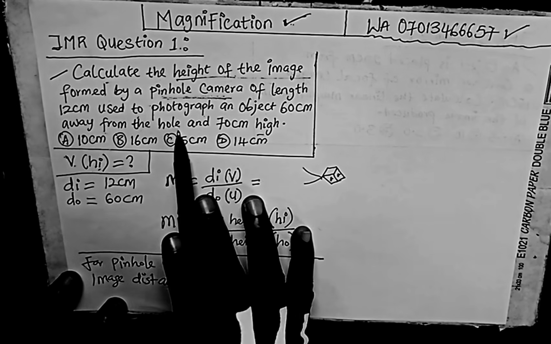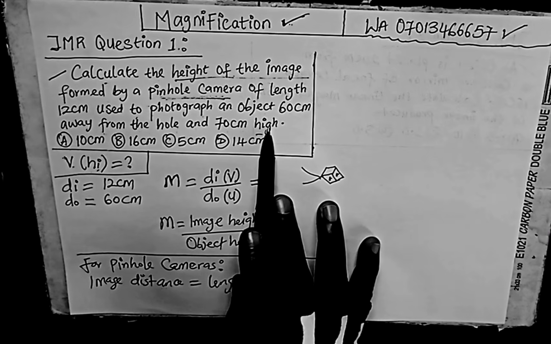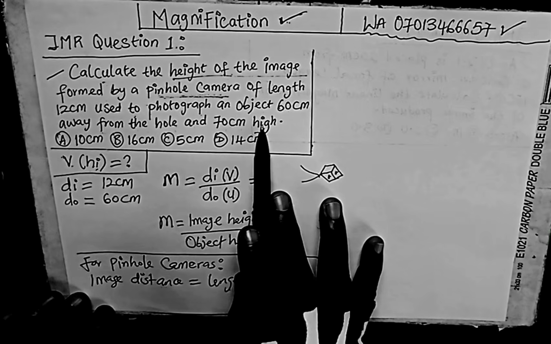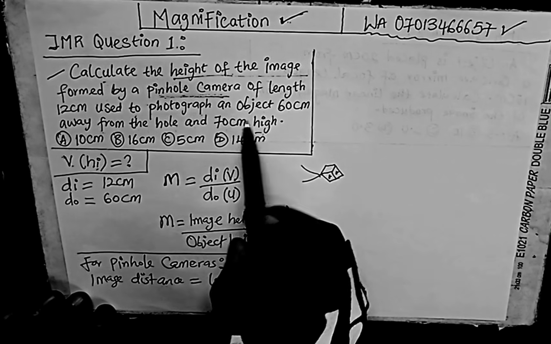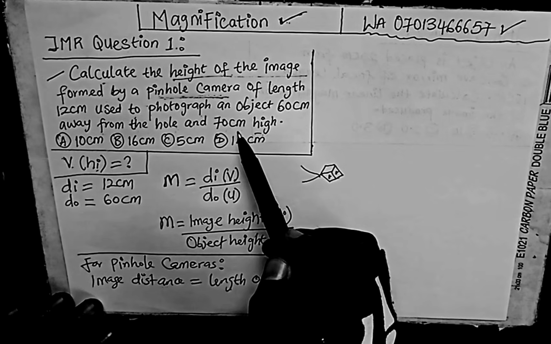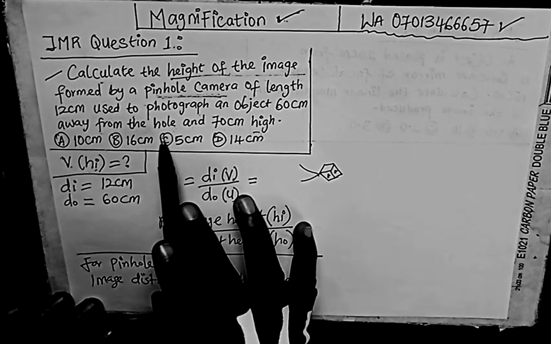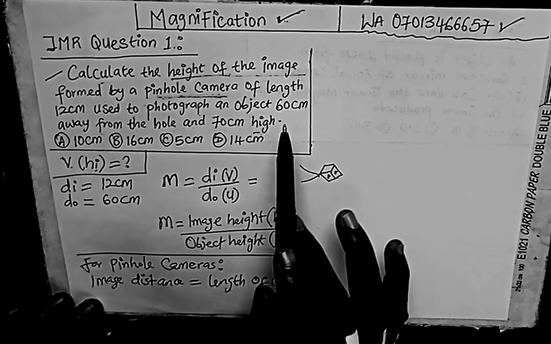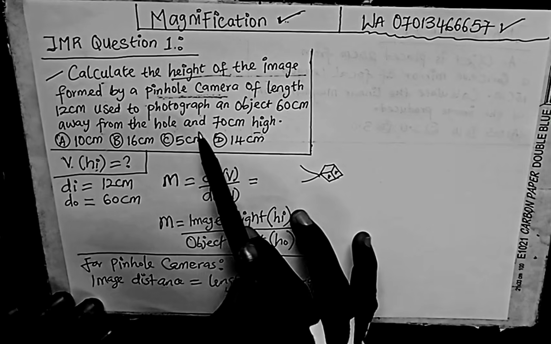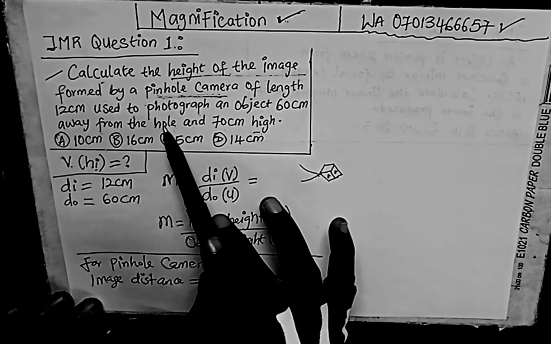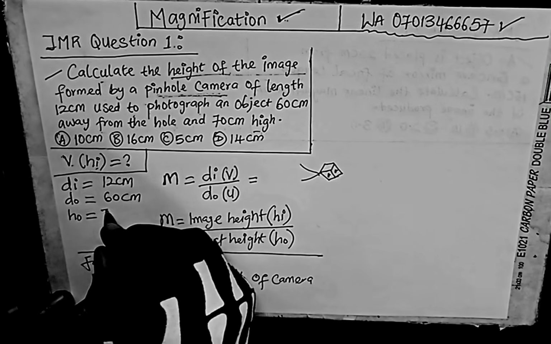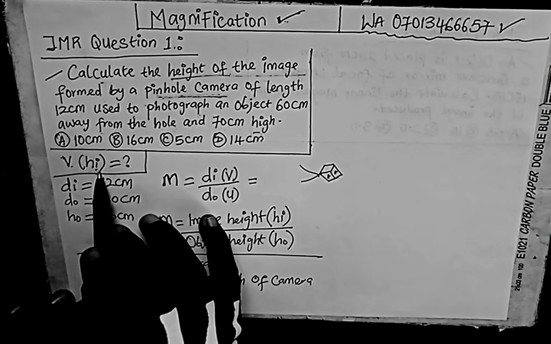Did they give us any other thing? The object is 60 centimeters away from the hole and 70 centimeters high. So this one is the object height, H_O, equal to 70 centimeters. They told us to find the height of the image.